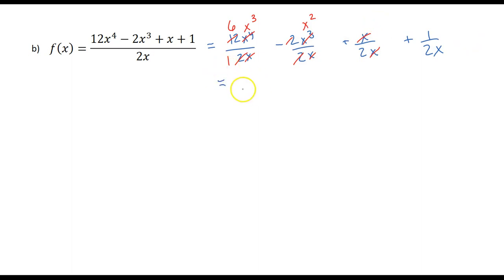So this simplifies to be 6x cubed minus x squared plus 1/2 plus, we're going to make this 1/2 x to the negative 1. So f prime of x, we can take the derivative of each term.